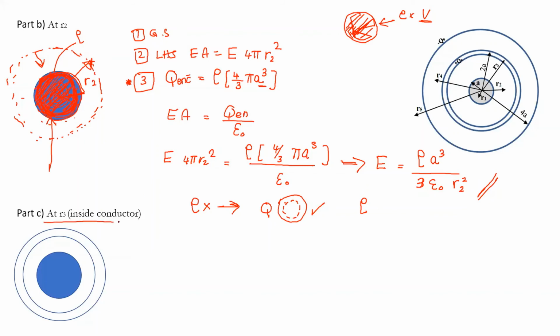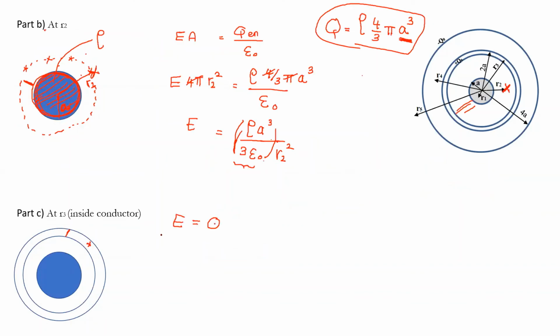So at r3, what happens? What is r3? It is inside the conductor. Can you see it? That is the most important thing. Inside the conductor, what is your electric field? 0.